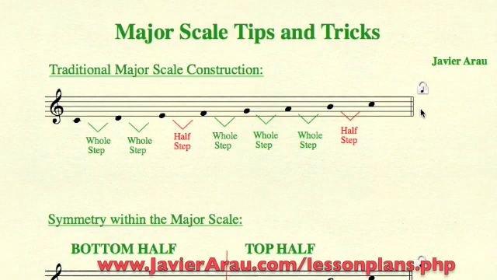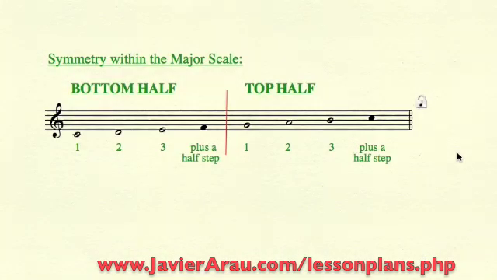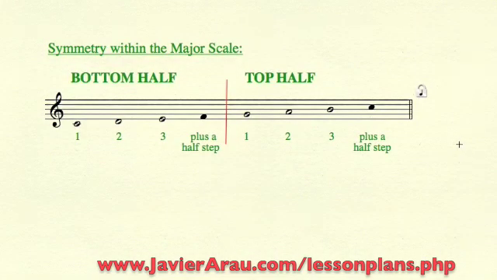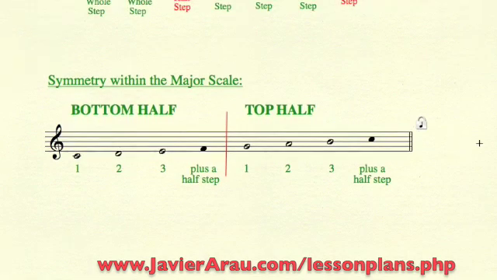So first of all, what I have up on the screen is the traditional major scale construction. This is what most people learn, that there's an order that goes whole, whole, half, whole, whole, whole, half. It's kind of a mantra that you can recite. And that's actually a fine way to construct just one major scale at a time. But that's not what we're going to discuss here. That's certainly musical common knowledge. So I'm going to scroll down and talk a little bit about symmetry within the major scale.